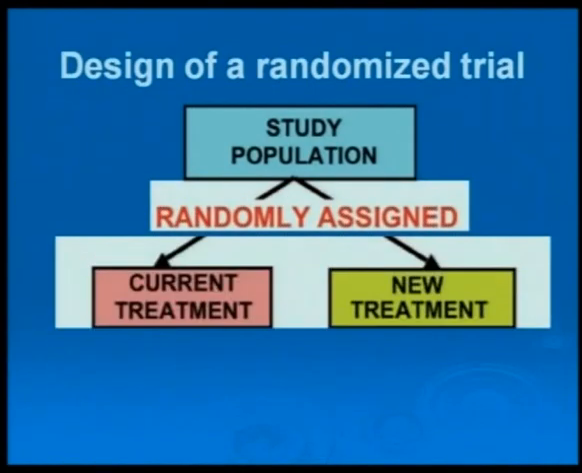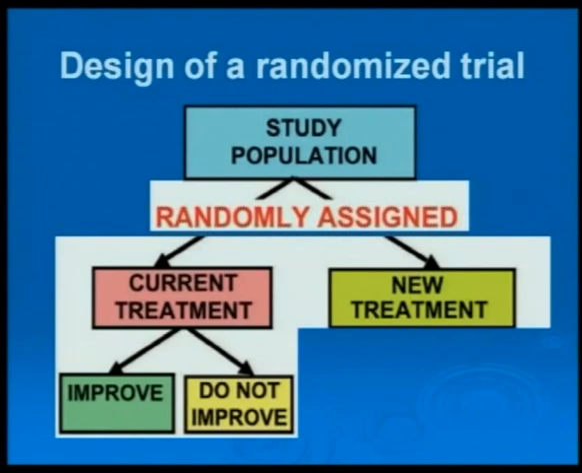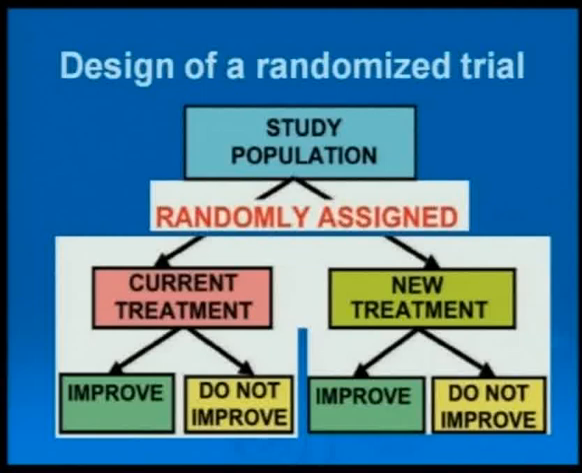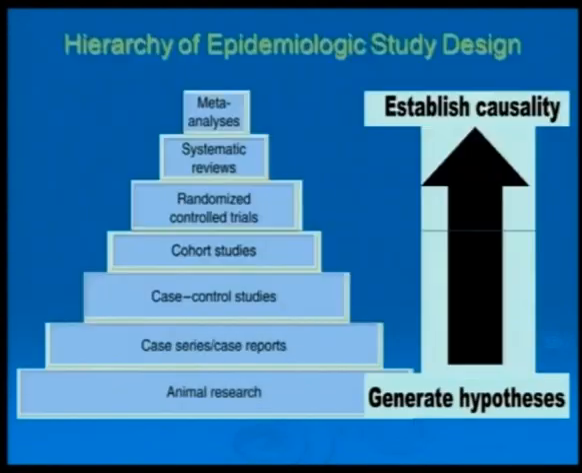This is the study population. They have been randomly assigned, one group to the standard treatment and the other group to the new treatment, and then we are looking for the outcome, whether they are improving or not improving. Then we are evaluating by statistical analysis as well.